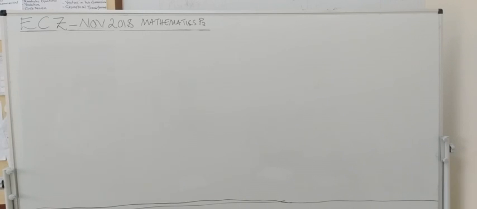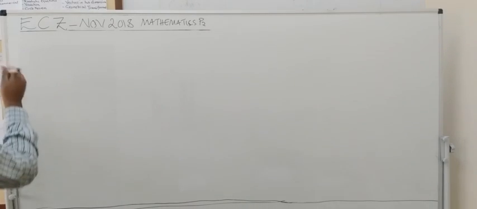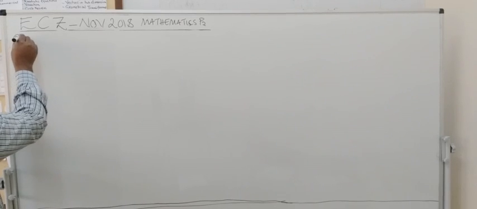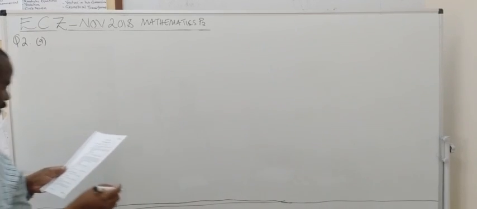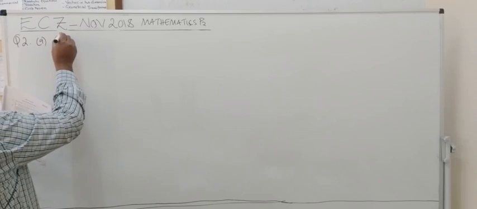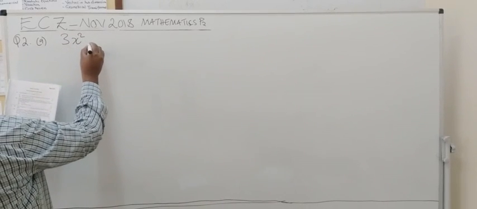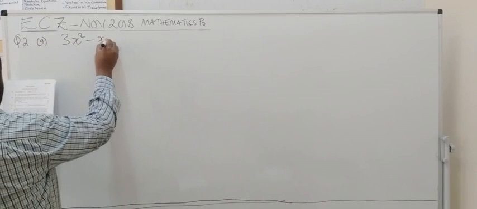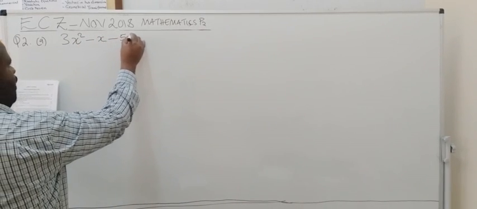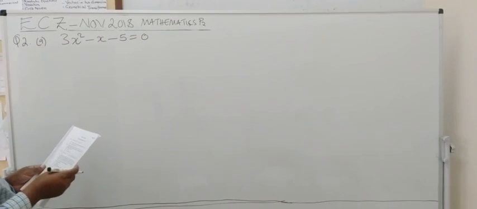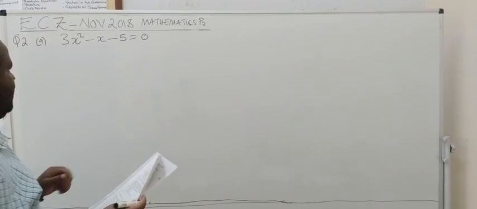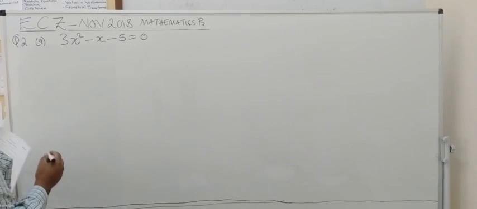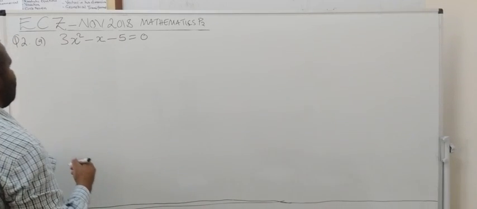Okay, so let's look at question 2a. Right? The question reads, solve the equation 3x squared minus x minus 5 equals 0, giving your answers correct to 2 decimal places, and you have 5 marks. So, in order for us to solve this, it is a quadratic equation.